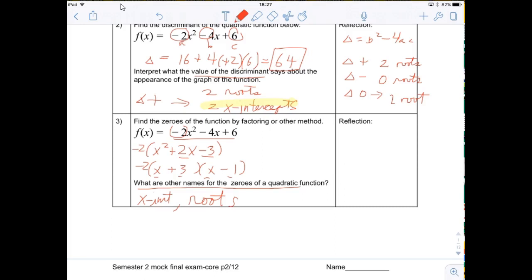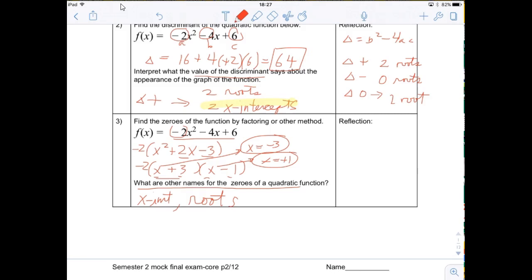So the zero values are going to be x equals -3, because if I put -3 in, that would make this binomial 0, and the whole thing multiplied together would be 0. And if I put a positive 1 here, that would also make the whole thing 0. So the two zeros are x equals -3 and x equals +1, because if I put those values into this factored form, it would immediately make the whole thing 0.